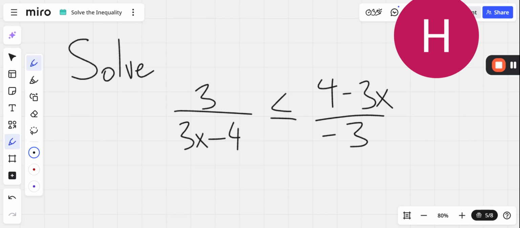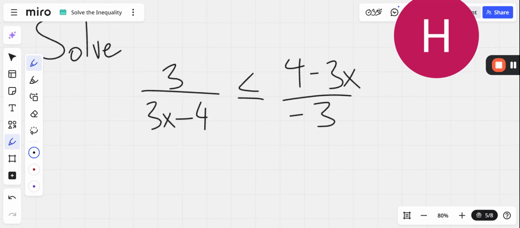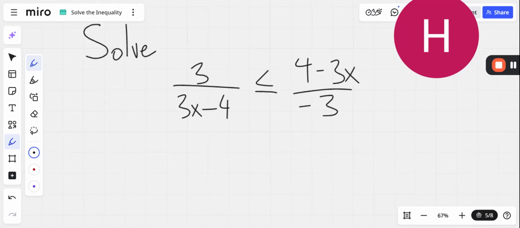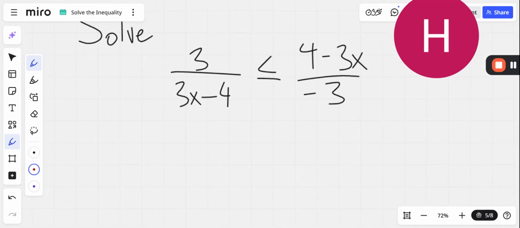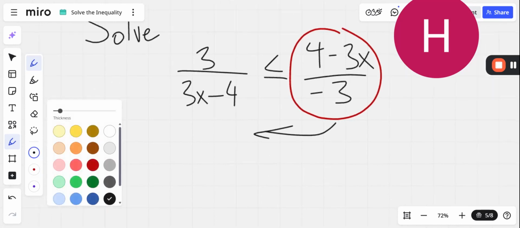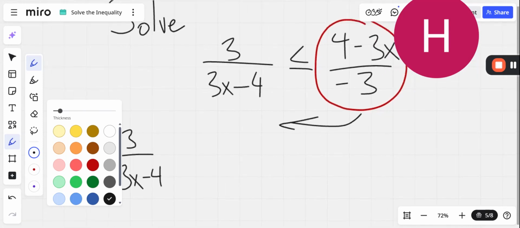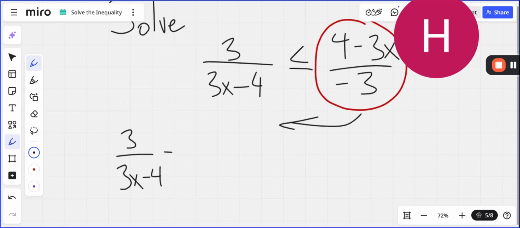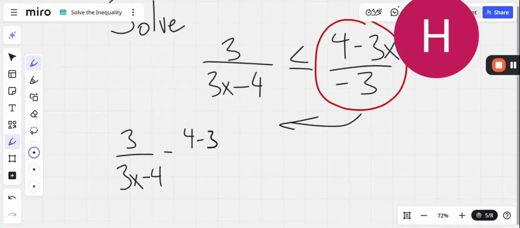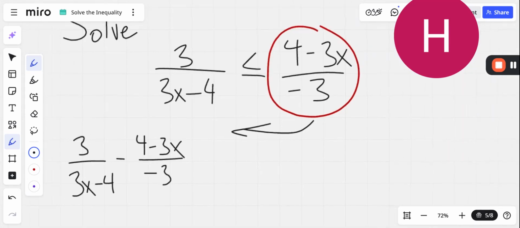Alright. Now, one thing that I would like to fix about this problem is that whenever we're solving equations or even inequalities, a great strategy to begin with is to get everything on one side. So what I'm going to do is move this expression, which clearly has a negative, over to the other side. That's going to yield 3 over 3x minus 4 minus (4 minus 3x) over negative 3 is less than or equal to 0.